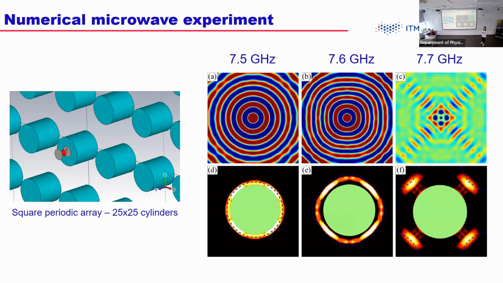And next, we wanted to investigate another microwave experiment. And here you can see the distribution of electric fields. These fields were excited by an electric dipole.